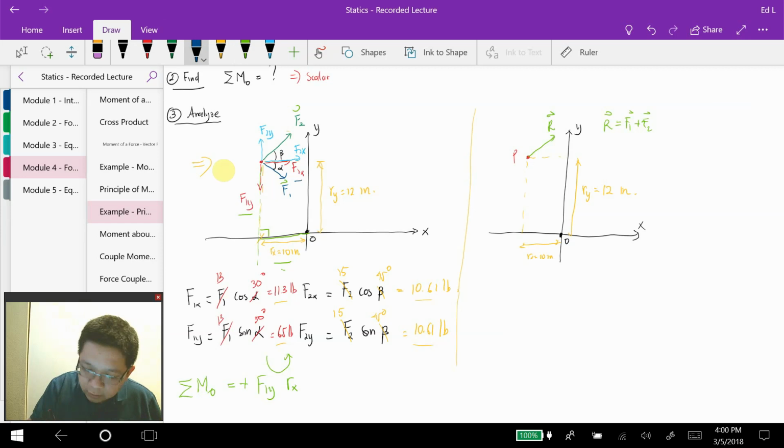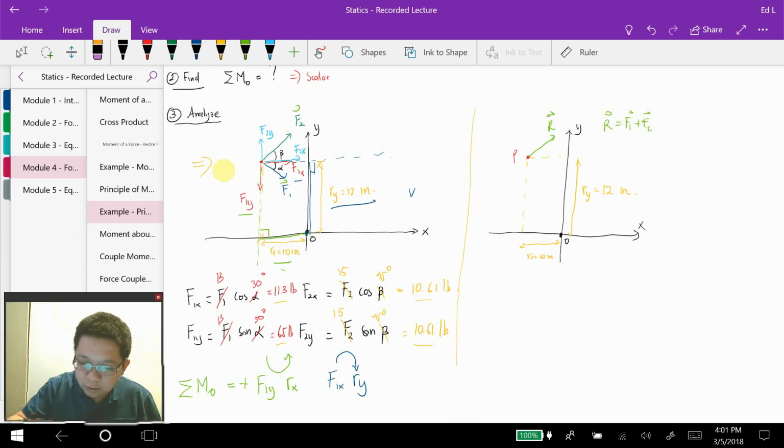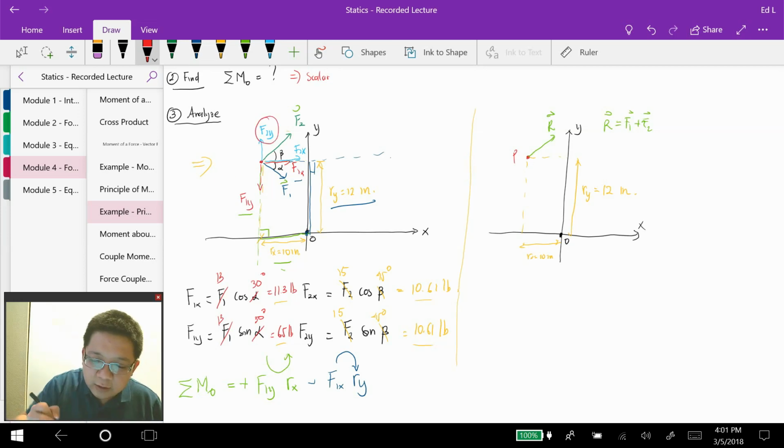So F1x, this is the line of action of the force, and the perpendicular distance is right there, and basically it is Ry, right? And then F1x, the rotation caused by F1x about point O is clockwise, right? So it's going to be negative. And using another color right here, let's use red, we try to see F2y.